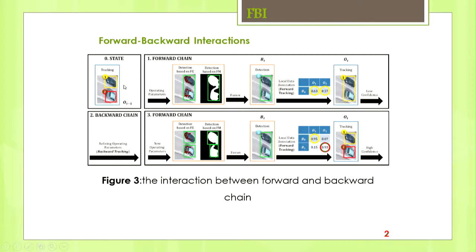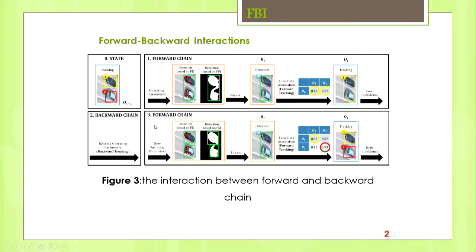The confidence in the local data association is low, see box 1, forward chain. Thus, the backward chain is activated so as to refine the configuration parameters with time. The detection step is improved, and thus the reliability in the local data association increases. See box 2, backward chain. Given the new set of parameters, the forward chain is activated again and again until confidence is sufficient enough. See box 3, forward chain.